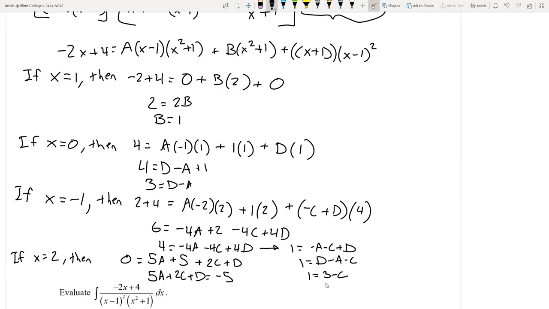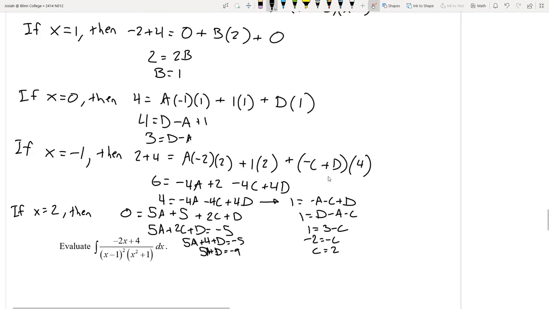So we were able to get negative 2 equals negative c, so c equals 2. All right, so we can go ahead and use c equals 2, and we can plug that in right here. So we have 5a plus 4 plus d equals negative 5. So 5a plus d equals negative 9. And now we have two equations that have both d and a in them. We have 3 equals d minus a, and negative 9 equals 5a plus d. I'll go ahead and swap the order there.